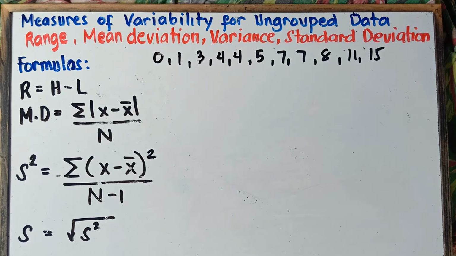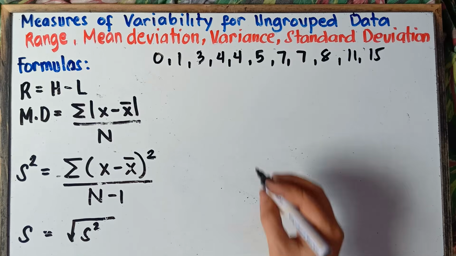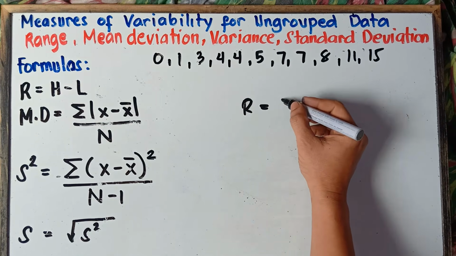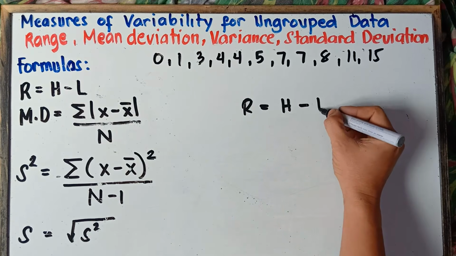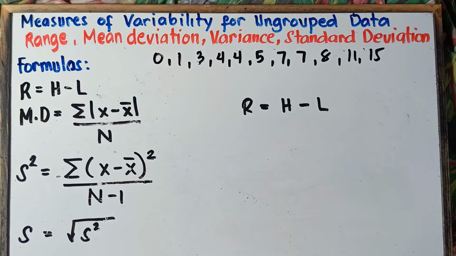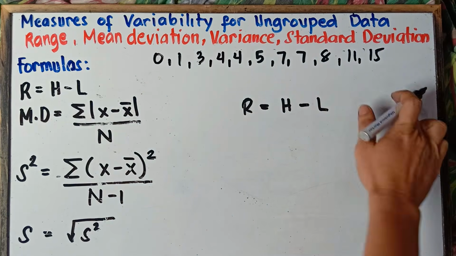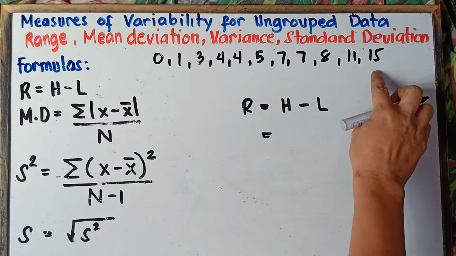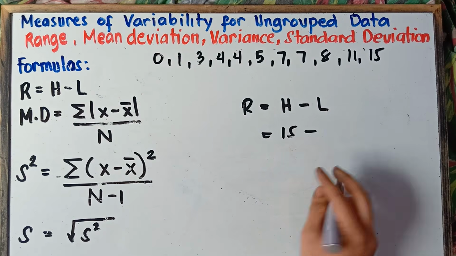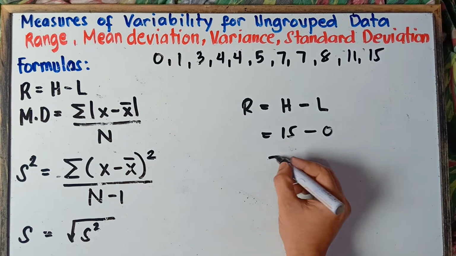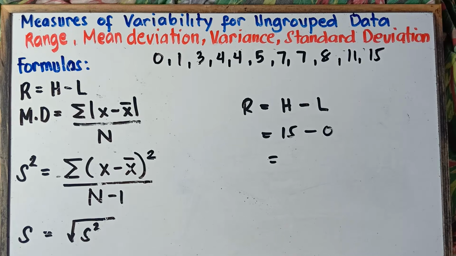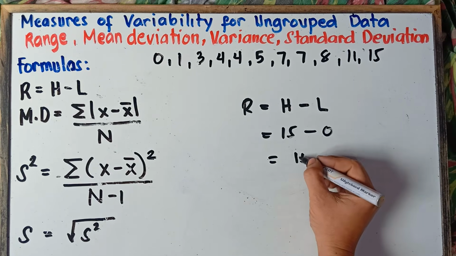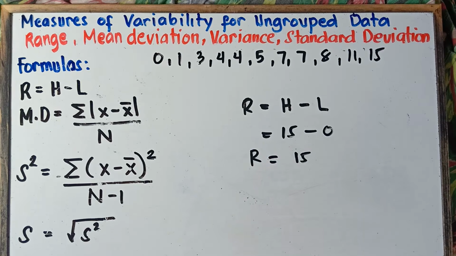So once again, first step, you find the range. Now to find the range, class, very easy. Range is equal to the highest value minus the lowest value. It's easy for you to determine because you just simply arrange the samples. So the highest value, that would be 15, minus the lowest value, that would be 0. Therefore, 15 minus 0, what's the answer, class? That's correct, that would be 15. So therefore, the range is equal to 15.